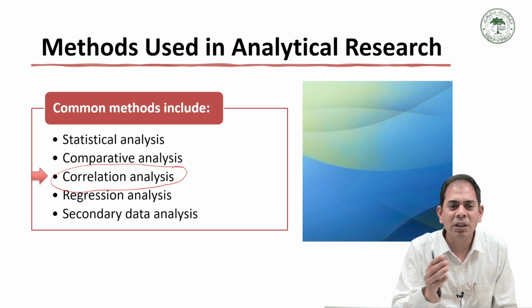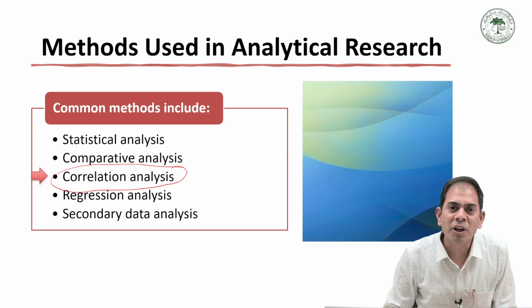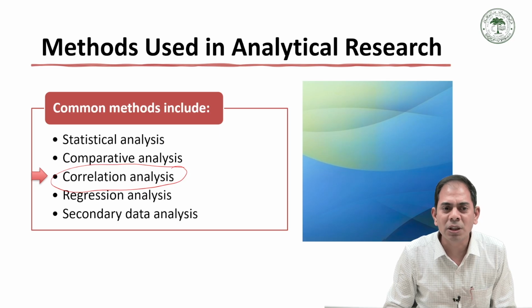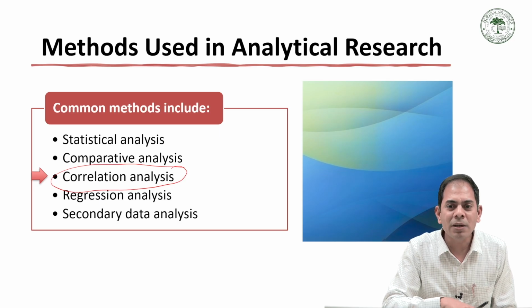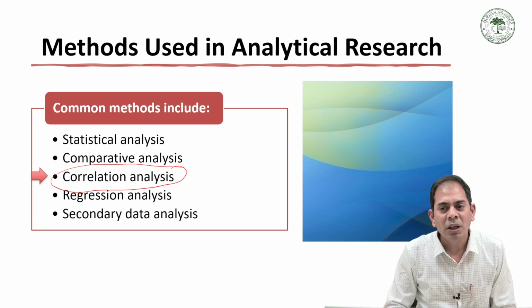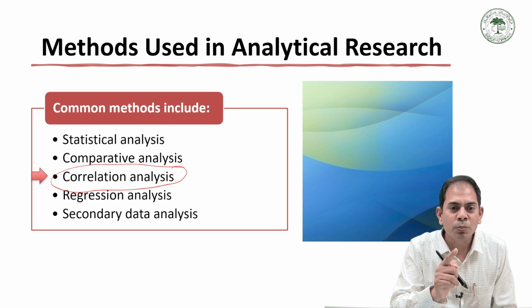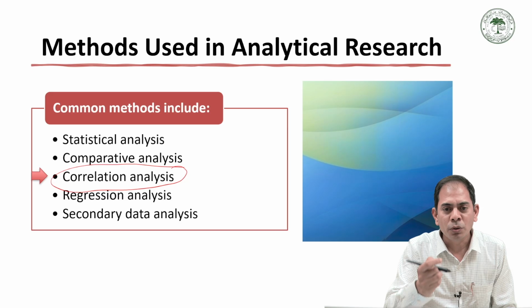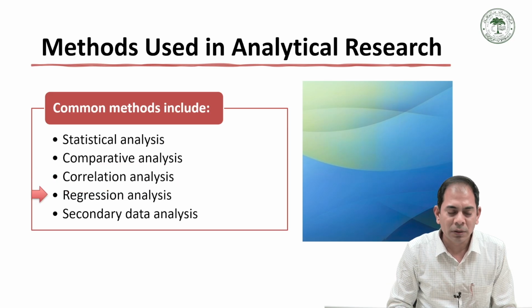So this is the important thing. We give an example related to sports and physical education. A researcher studies the relationship between practice time and performance. If athletes who practice more perform better, it shows a positive correlation.